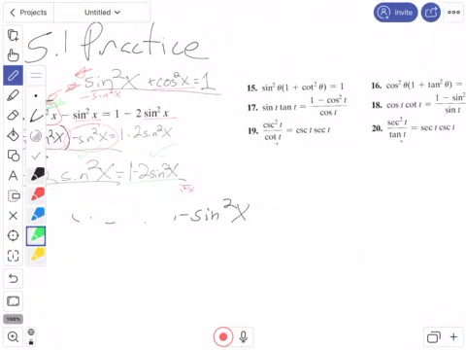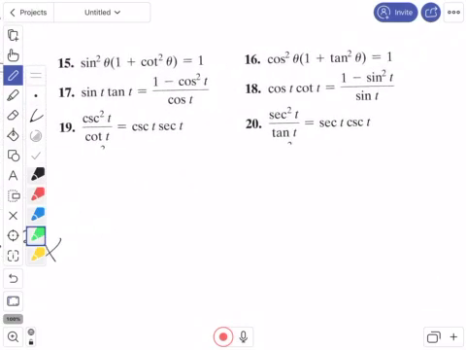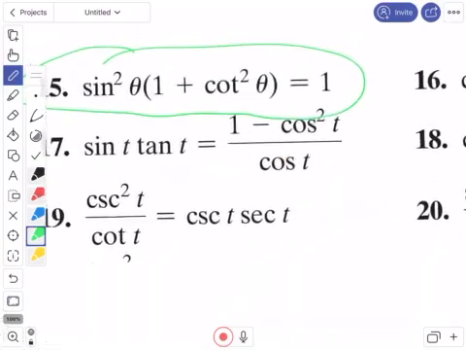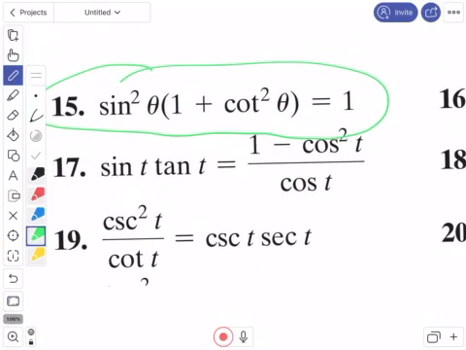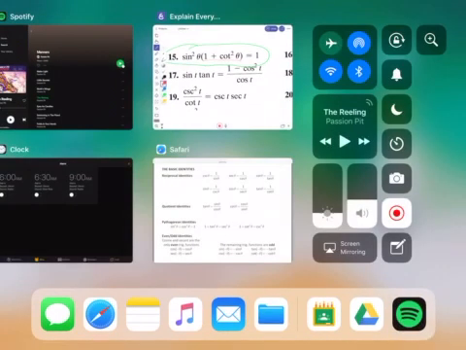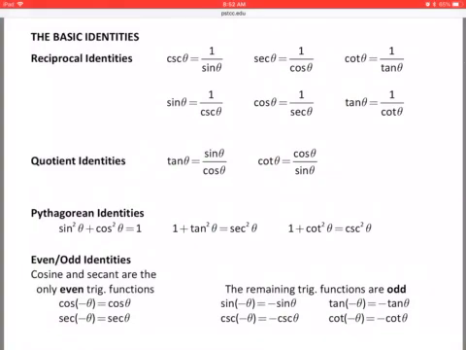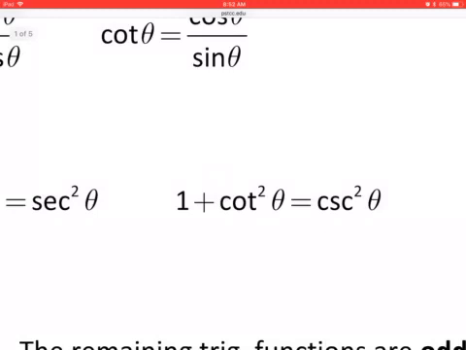So that's 9. We're also going to hop over to 15. This has sine squared of theta multiplying with 1 plus cotangent squared of theta. We're claiming that this is equal to 1. So sine squared of theta, there's not too much we can rewrite there. However, 1 plus cotangent squared of theta, do we see a Pythagorean identity that deals with that? Down here. So we can rewrite the 1 plus cotangent squared of theta to cosecant squared of theta.